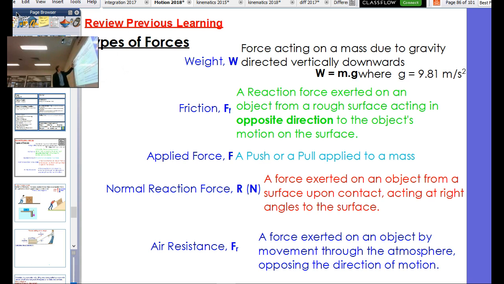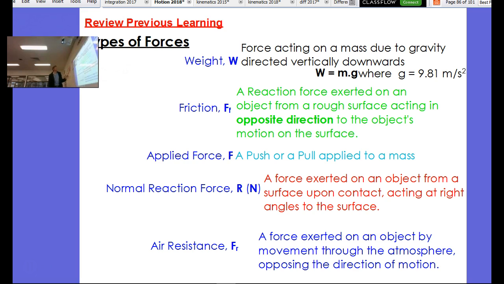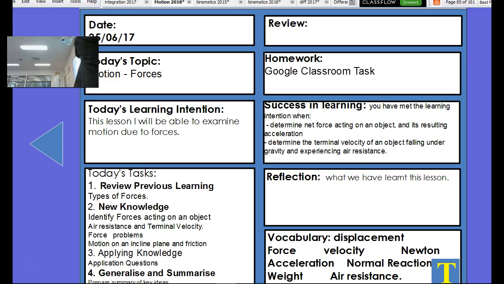Alright, so based on that now, we're going to examine different scenarios where we've got a number of these forces involved. Okay? So, today's focus, we want to be able to examine motion due to forces. Okay? And the way we do that is by a relationship as described by Newton's second law. Who remembers Newton's second law?